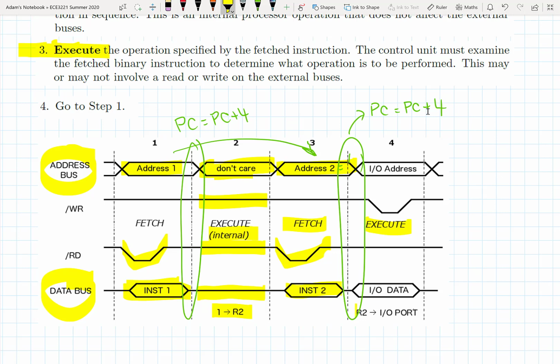In this specific example, maybe we're writing the value of R2 out to an I/O port, so we're going to put the address of the I/O port on the address bus. The control unit's going to take care of that for us. We're going to make sure we have the data on the data bus from R2, and then the control unit will generate the right signal on the control bus. And that process just keeps going on indefinitely until we halt the processor or remove power from it or whatever.